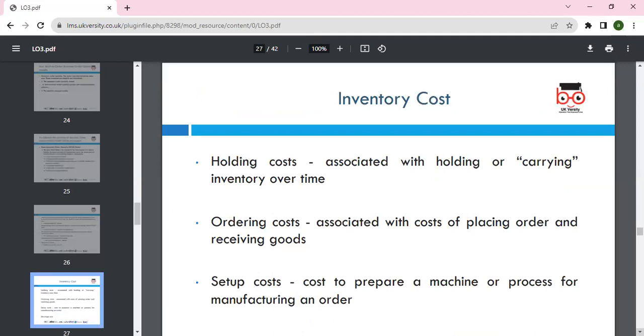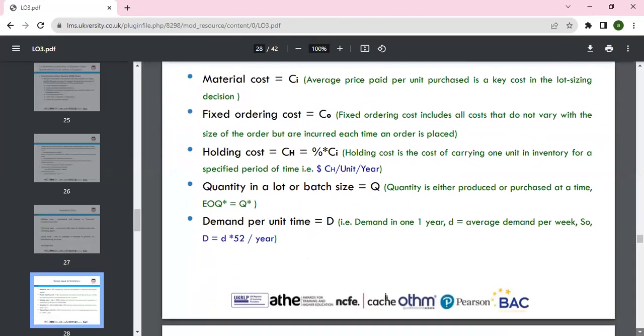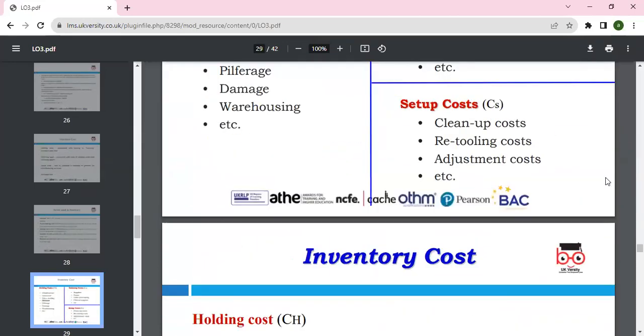That's what we will carry on monitoring. Inventory cost: holding cost is associated with carrying inventory, ordering cost is associated with the cost of placing an order, and setup cost. Okay, the terms used in ordering: material cost, the average price paid per purchase. The key cost is the lot size decision, and fixed ordering cost stays fixed. For each unit you have to pay a holding cost. How much is the cost of holding per unit? Quantity in the last batch, how much we order, and we can look at the demand per quarter, per year. That's what we'll carry on using.